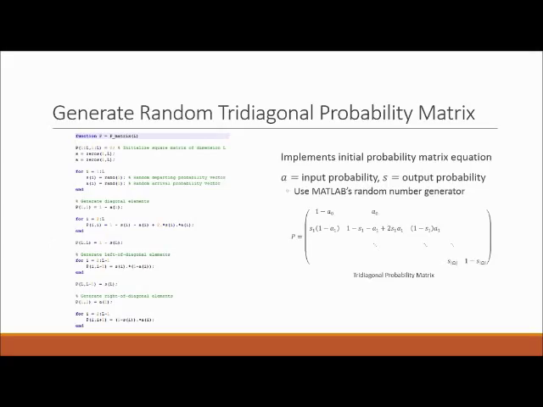Alright, let's look at the MATLAB. So I'll be going through all those pseudocode steps by looking at the MATLAB code that I've written and combined to make the overall application. So we start by generating a random tri-diagonal probability matrix. This implements the initial probability matrix equation that was shown in a few slides back and is also shown here. Again, A is the input probability and S is the output probability. I decided to use MATLAB's random number generator to generate these inputs and outputs because in the real world you might not know what these are going to be.